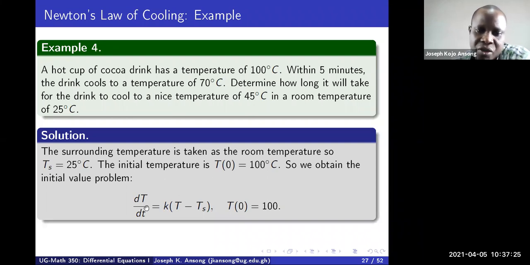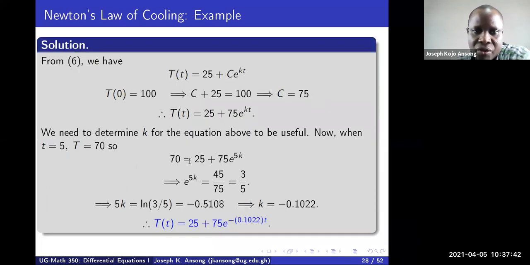From Newton's law of cooling, dT/dt, the change in temperature with respect to time, will be k(T minus Ts). Well, you can substitute 25 here if you want to. Then T at 0 is 100 degrees. So you have a first order IVP that you can solve. Well, we know the solution. T will be Ts, which is 25, plus C e to the kt.